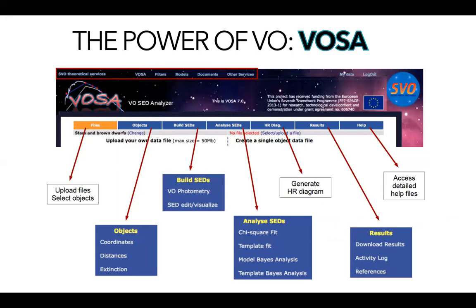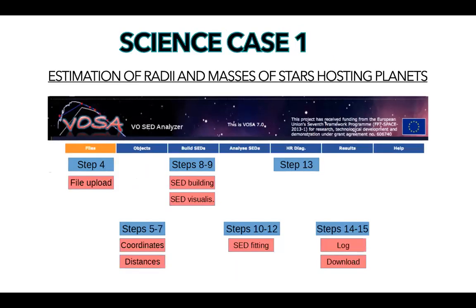This is the main page of VOSA. Here we can see different buttons or tags. We have the file button, the objects, build sets, etc. VOSA works like a workflow, and we are going to follow first this file tag, later the object tag, etc. These are just a scheme with the steps that are included in the tutorial.